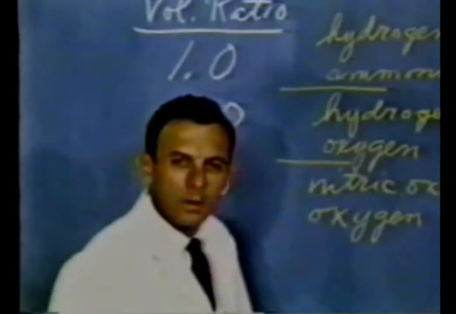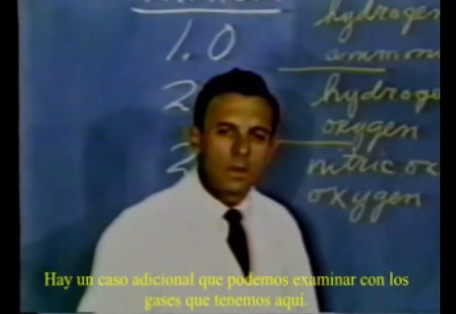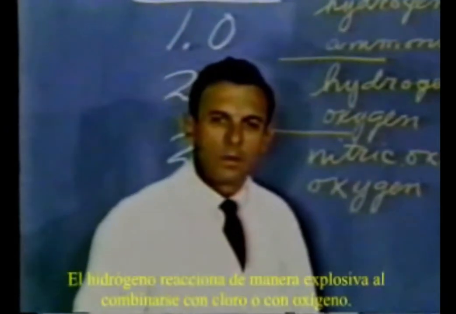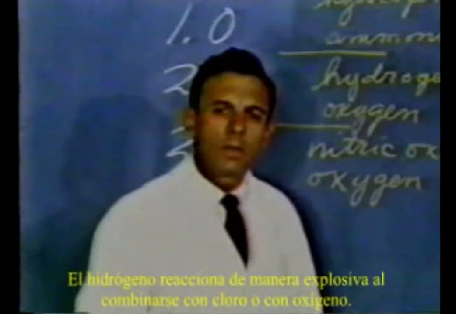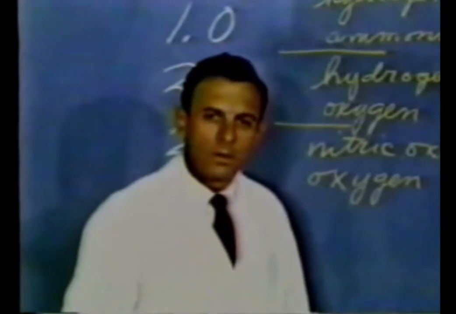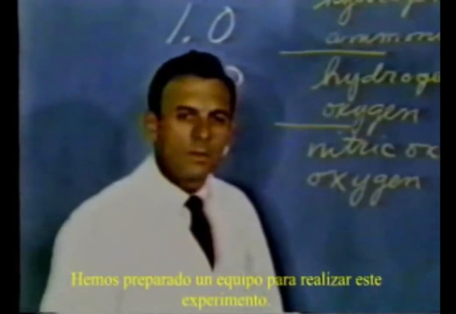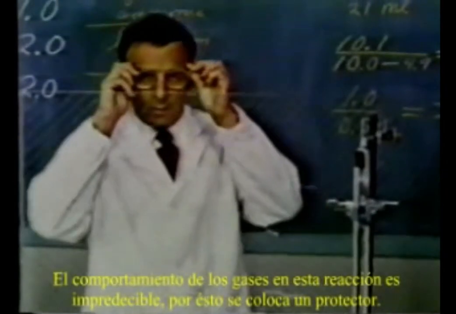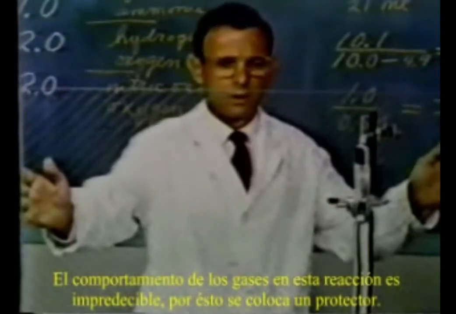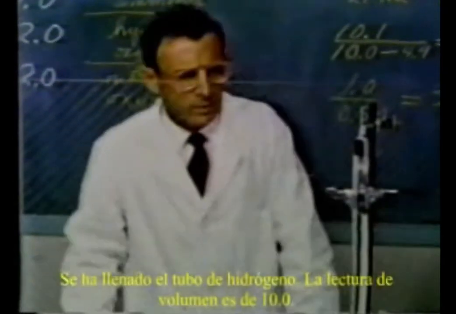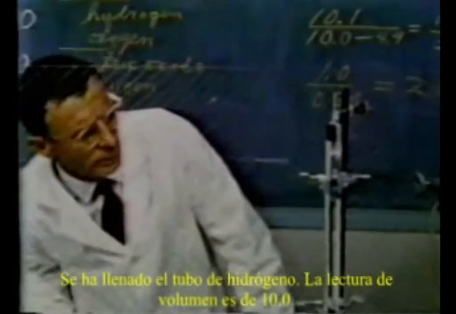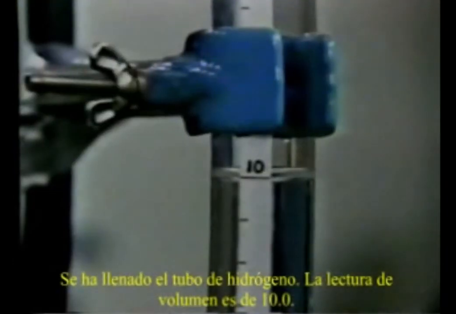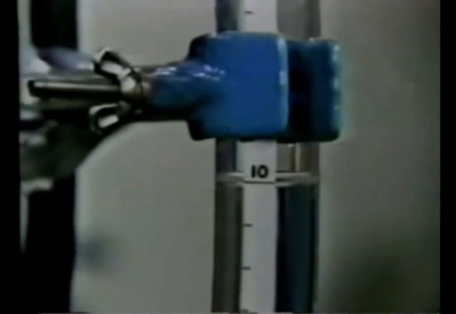There's one more example we can investigate with the gases we have here. Hydrogen combines explosively with chlorine as well as oxygen. We have set up an apparatus for this experiment. The combination of these gases is unpredictable, so we have an explosion shield in place. Hydrogen has been placed in the tube. The reading is 10.0. Now we're ready to add chlorine.